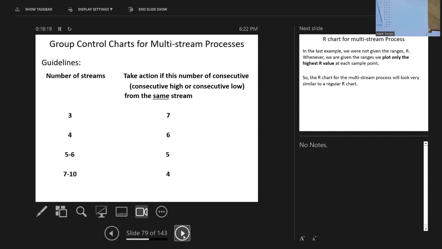It's either highest or lowest. If you have 4 streams, then it goes down to 6. On the other hand, again, looking on your handout, and it might be hard to see at the bottom here, but on slide 79, it says if you have between 7 and 10 streams, if any of those, let's say 7 streams, is high 4 times in a row or low 4 times in a row, then it needs attention. That could indicate there's something wrong.